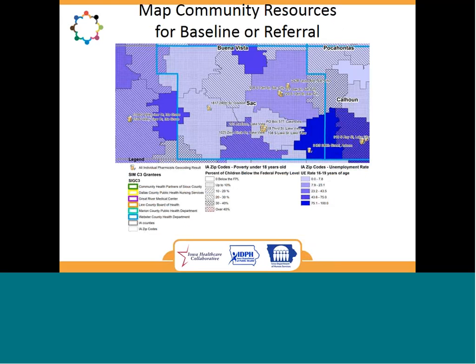The last thing I just briefly wanted to mention is the customization. The last page is mapping community resources for baseline or referral. As GIS, we can take any list of addresses and we can map it. When you're actually looking at the zip codes themselves, what happens for the census is they just sum up all the people in those zip codes and they create their statistics. We can do the same thing with your list if you give us a list of addresses.